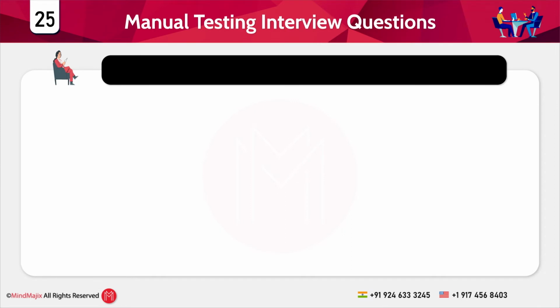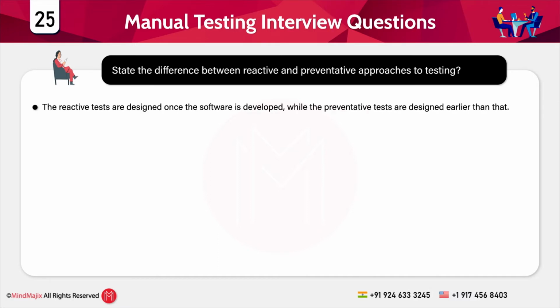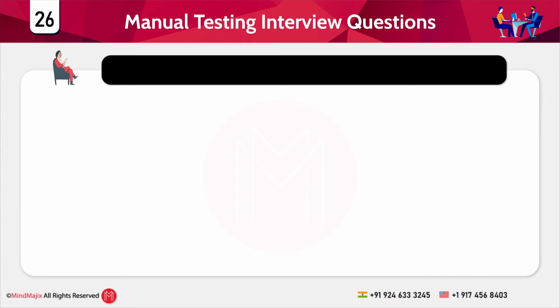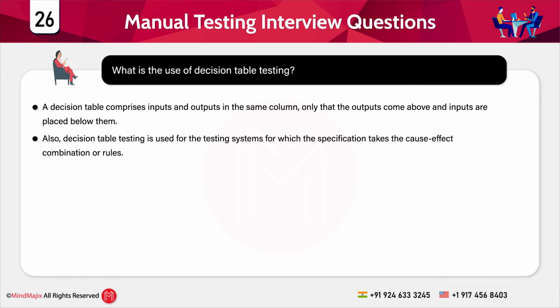The next question is, explain the difference between reactive and preventive approaches. Reactive tests are designed once the software is developed, whereas preventive tests are designed earlier than that. So the next question is, what is the use of decision table testing? A decision table comprises inputs and outputs in the same column, only that the output comes above and the inputs are placed below them.